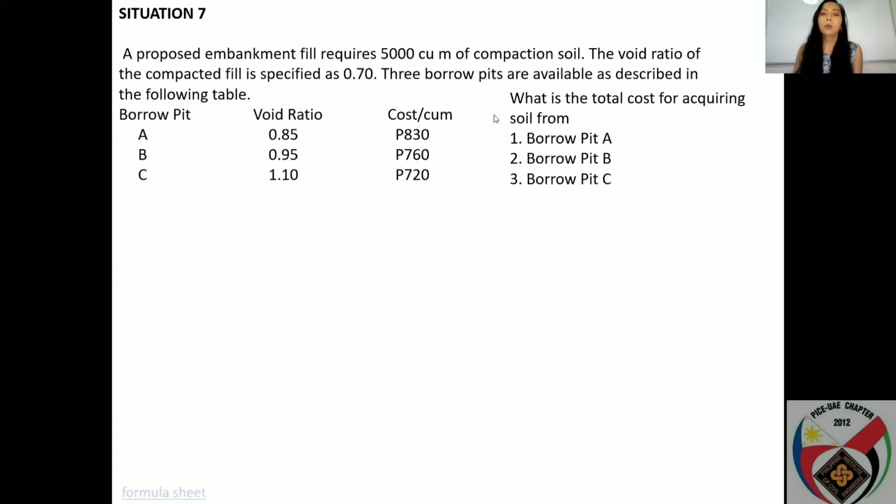The question: what is the total cost for acquiring soil from borrow pit A, then B, and then C? It's not asking which is more expensive, which is cheaper, or which is more economical. What is asked is how much. Let's go with how much first. Alright?